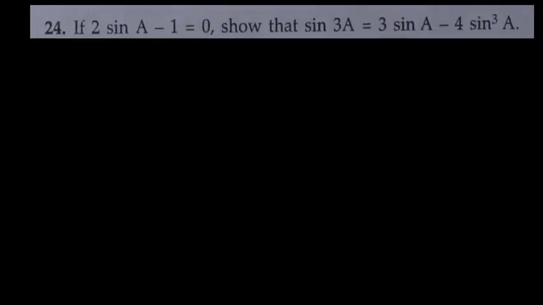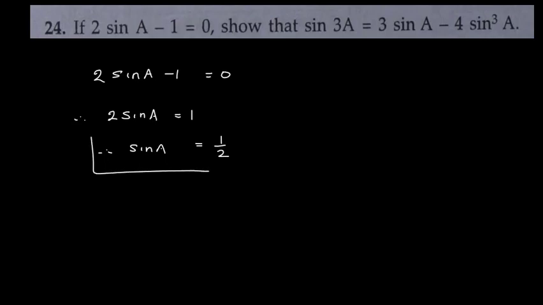Now, if 2 sin a minus 1 is 0, we have to show that sin 3a is equal to 3 sin a minus 4 sin cube a. Okay. So let us start. What is given? 2 sin a minus 1 is 0 is given. So therefore I will say that 2 sin a is equal to 1. Therefore sin a is equal to 1 by 2. So I get sin a is equal to 1 by 2.